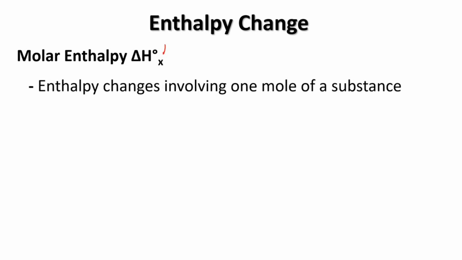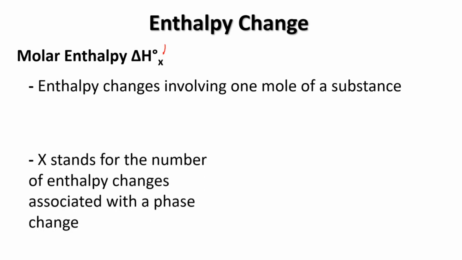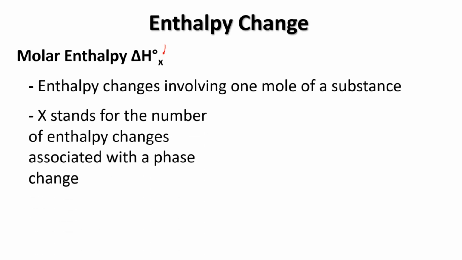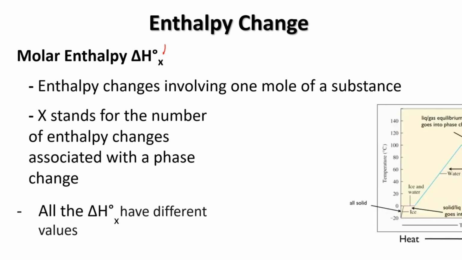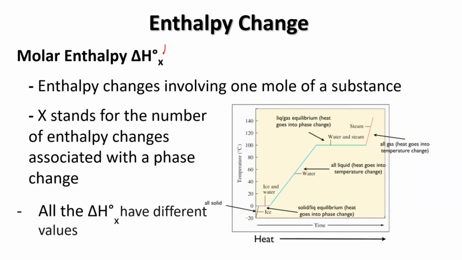So let's talk about the molar enthalpy. Notice I put a little X here because X could be a whole bunch of things. Enthalpy changes involve 1 mole of a substance. X stands for the enthalpy change associated with a phase change, and all these phase changes have different values. So for instance, here's water. It starts as ice and it ends up as steam.